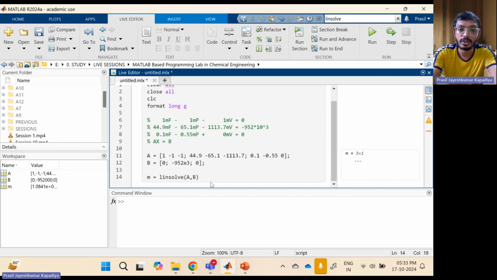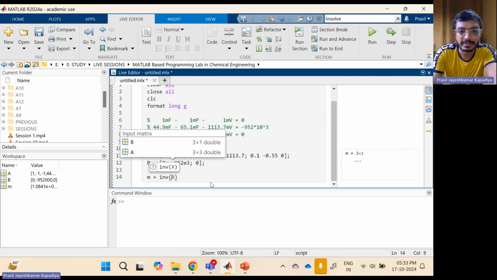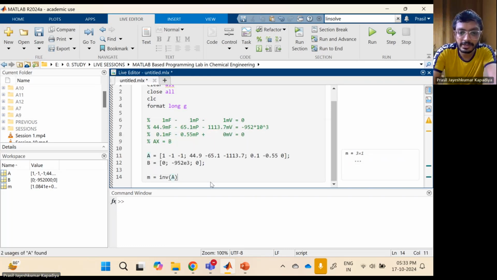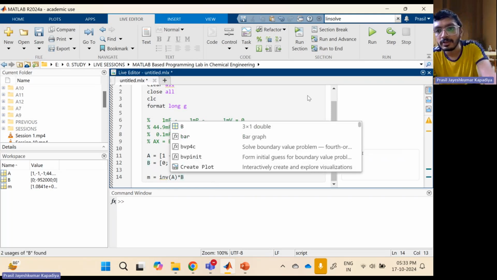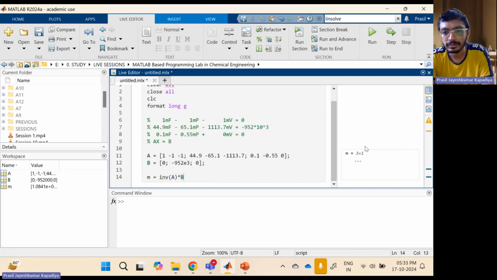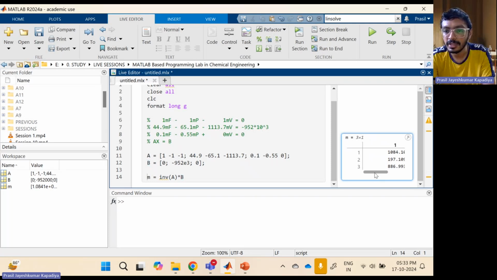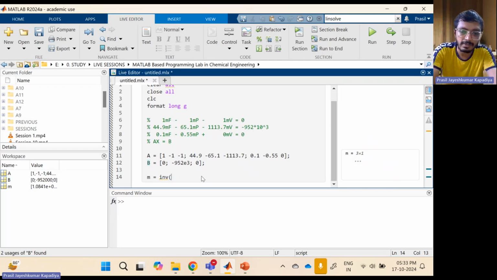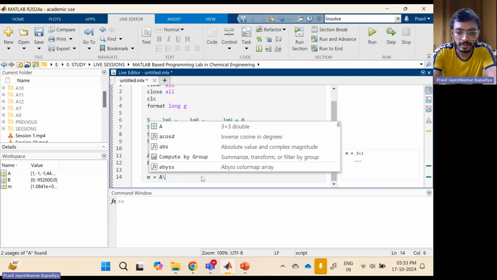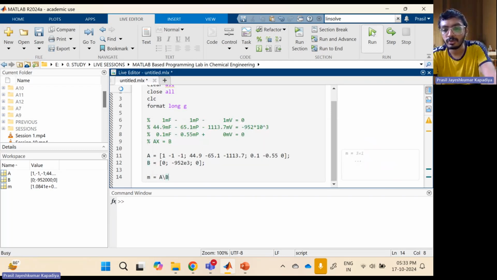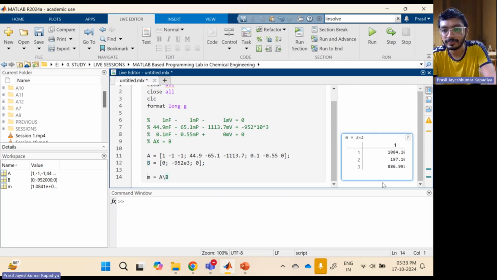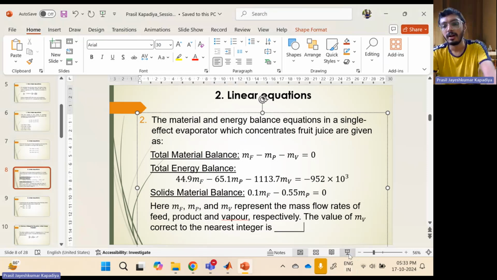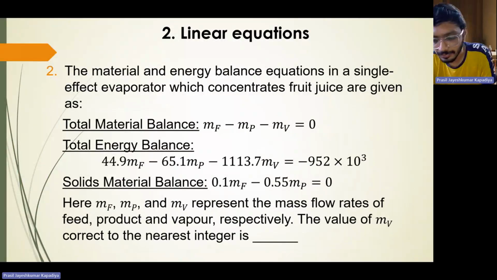If I don't want to use linsolve, then what I can do is take the inverse of matrix A into B. If I do this, I should get the same thing, and I am getting the same thing, correct? And one more exercise that we can do is A backslash B. So this will also give me the same answer. Okay, so we revised how we solve linear equations.